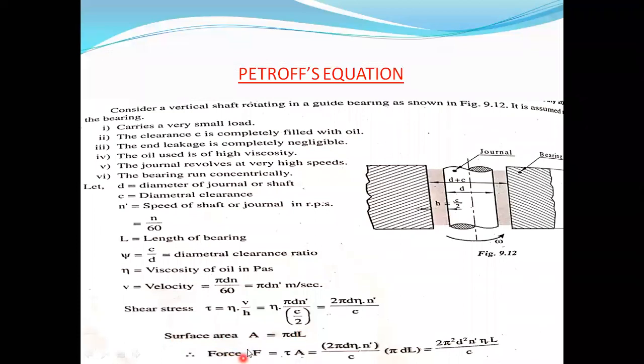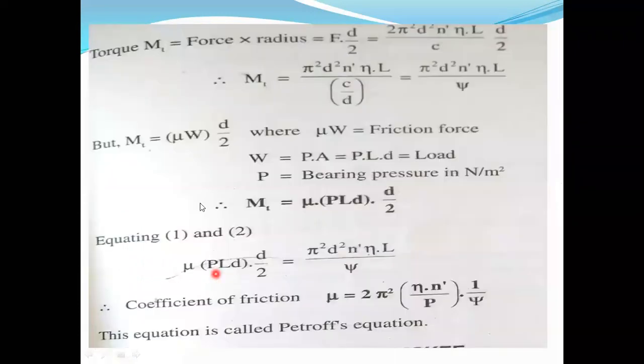Therefore, as we always know, shear stress is equal to force divided by area. Therefore, force is equal to shear stress into area. Substitute the shear stress into area. If you simplify here, we will get 2 pi square d square n dash eta L divided by C. That is nothing but the force we got.